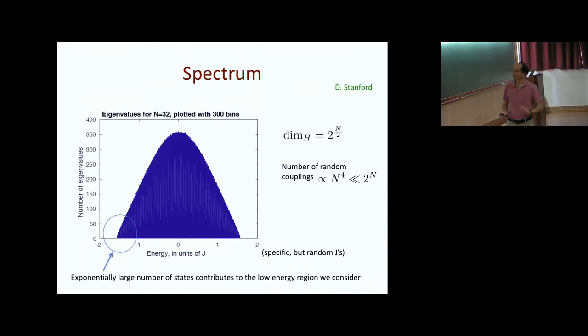Notice that there are random couplings in the Hamiltonian, but the full Hamiltonian is not a random matrix. It's not a random matrix in the 2^n times 2^n Hilbert space. So the number of random couplings is proportional to n to the fourth, not to 2^n. So it has a little more structure than the generic random matrix.